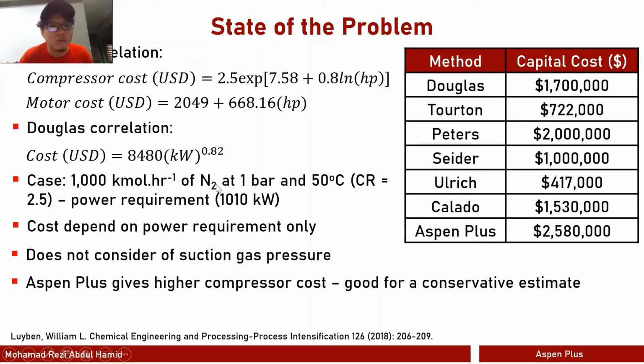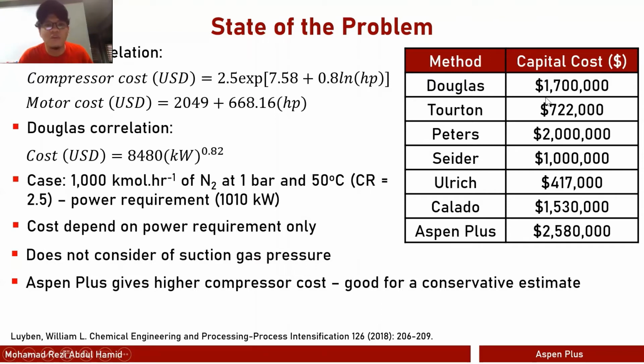And he used the same brake horsepower for all of these methods, and he found out that the capital costs are just way too different. One thing for you to note is that this equation just depends on the brake horsepower. According to him, this is just not enough. How about the effect of feed gas pressure, which is the variable that the author wants to investigate? Because this cost depends on the power requirement only.